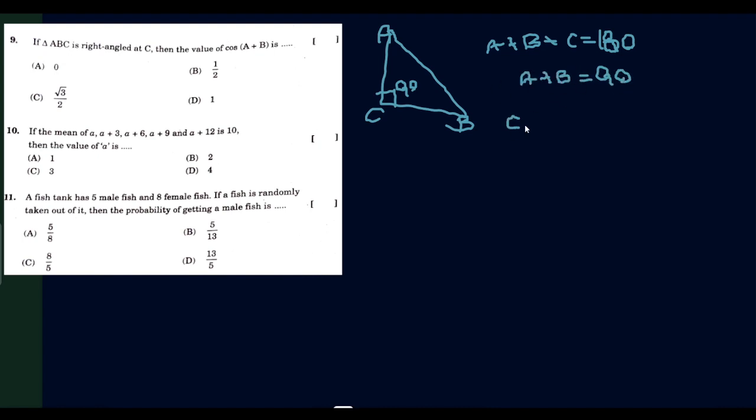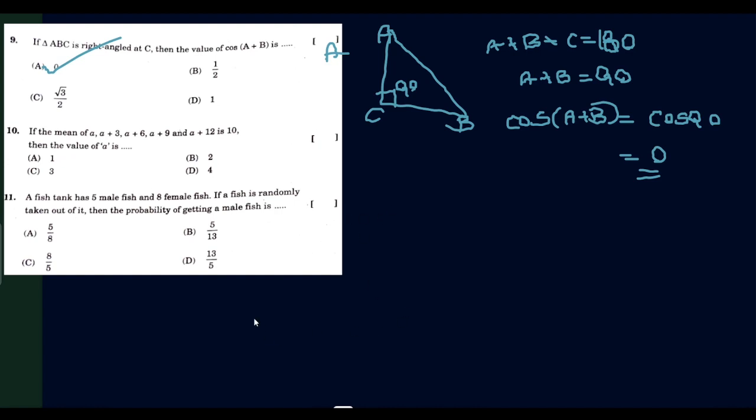And what is it asking? cos(A + B) is nothing but cos 90. So cos 90 is always 0. So option A. Next, if the mean of A, A + 3, A + 6, A + 9 and A + 12 is 10.